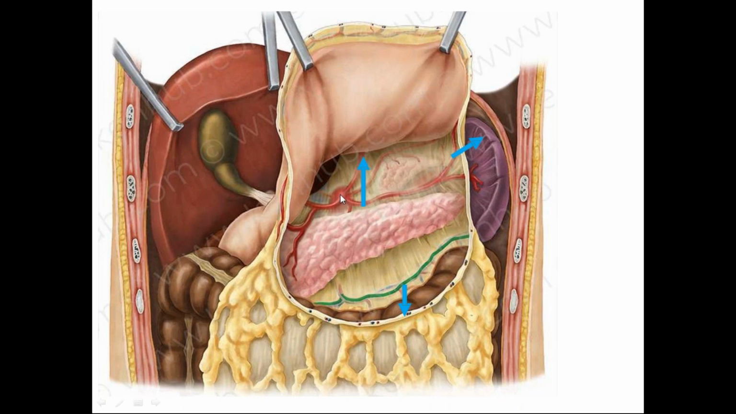And what is this structure? Celiac trunk. Okay. So what about this branch of the celiac trunk? Splenic artery. Okay. What about this?